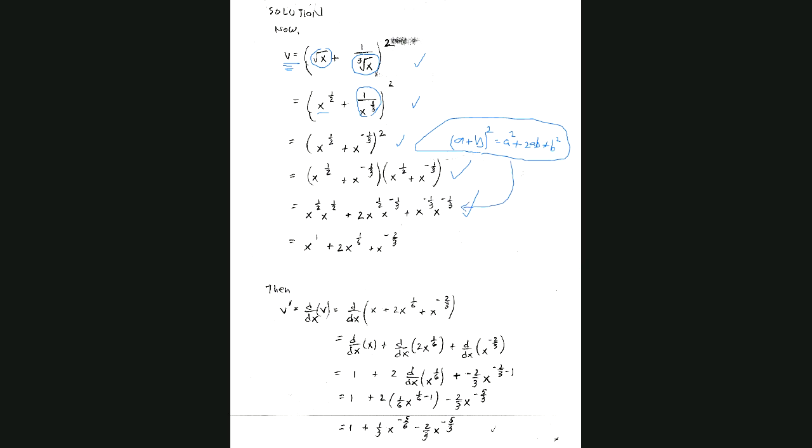But now we know that when we have the same base, what do we do with the exponents? You know, x to the half times x to the half. We would add them. And a half plus a half equals 1. Similarly, x to the half times x to the negative third, I add the half and the negative third, and I get 1/6. And then x to the negative third times x to the negative third gives me x to the negative 2/3.